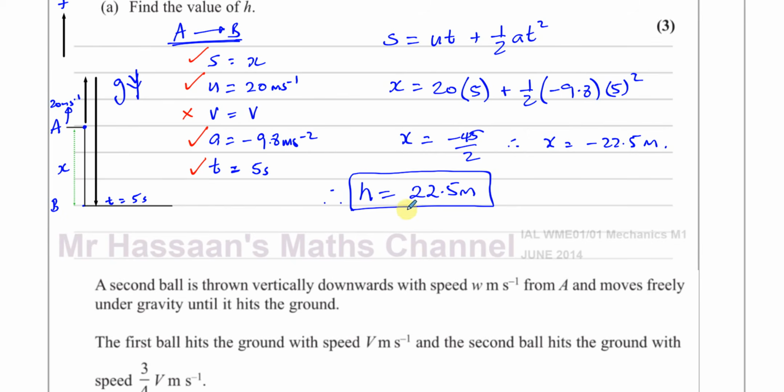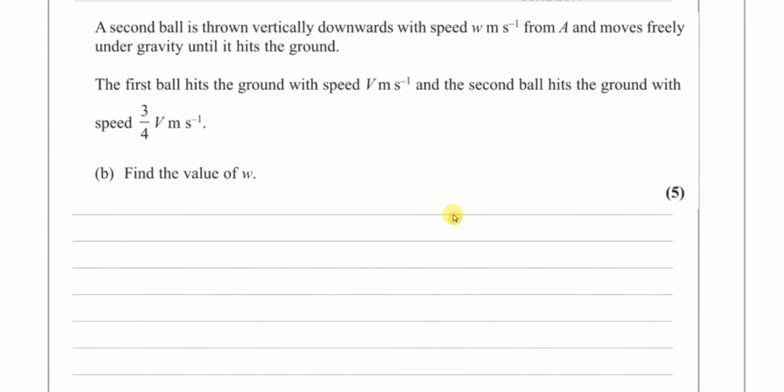Now for part B. It says a second ball is thrown vertically downwards with speed W meters per second from A and moves freely under gravity until it hits the ground. The first ball hits the ground with speed V meters per second, and the second ball hits the ground with speed 3/4 of V meters per second. So find the value of W. All right, so we need to find the value of the speed with which the second ball is thrown downwards. It's thrown vertically downwards.